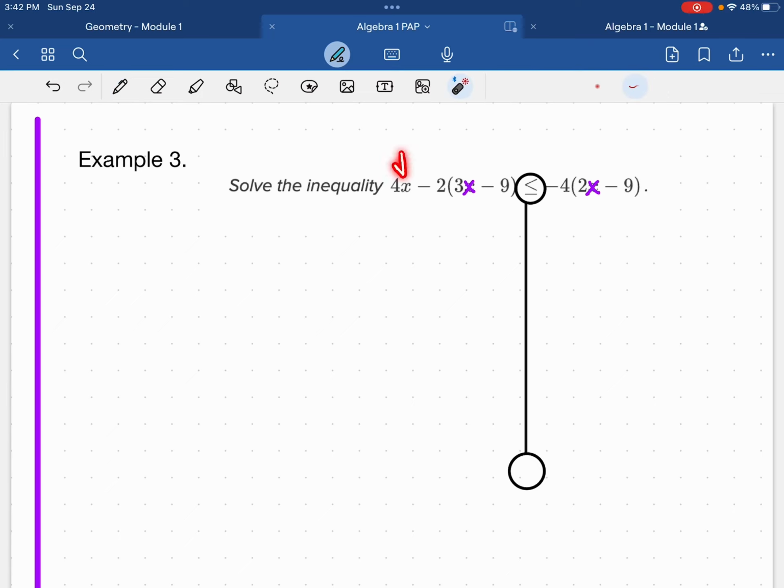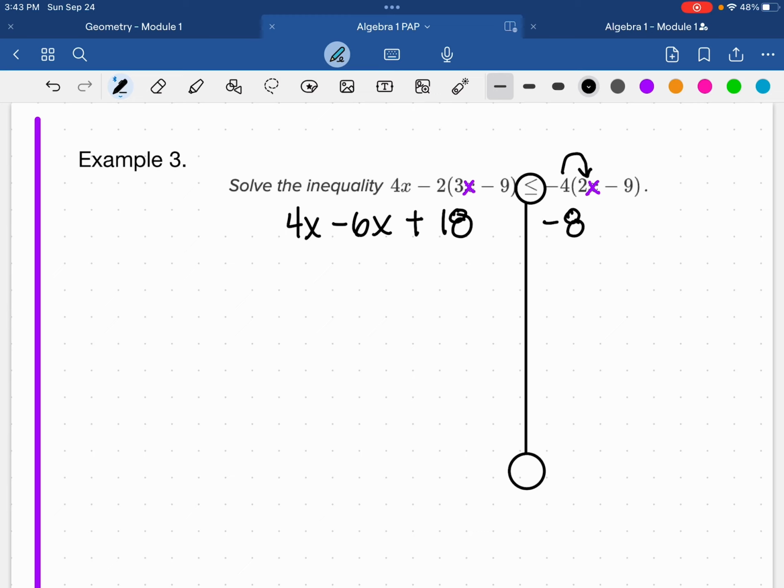This first 4X right here on the left side, there's nothing to do with it. But I am going to take this -2 and distribute it through by multiplying it to both of the terms inside of the parentheses. This -4 on the right side is going to do the same thing. So we're going to start over here with 4x minus 6x plus 18, because -2 times -9 is positive 18. And on the other side, we're going to have -8x. And once again, we're going to have -4 times -9, positive 36. So we distributed, which simply means that we multiplied.